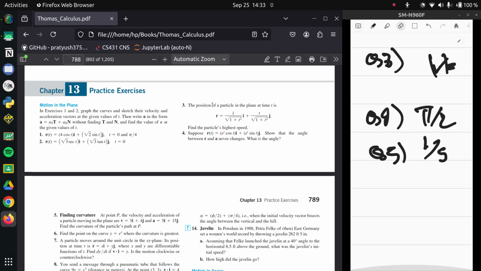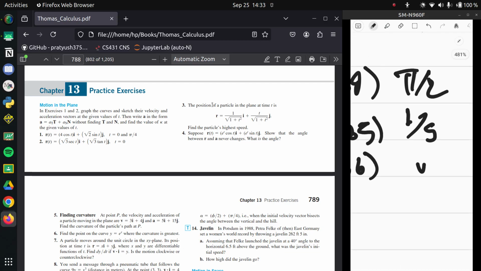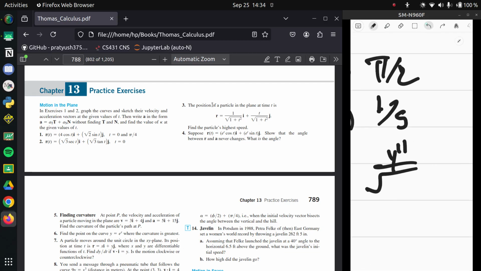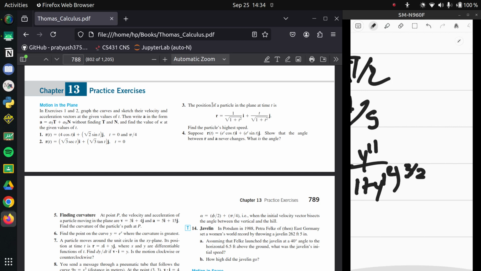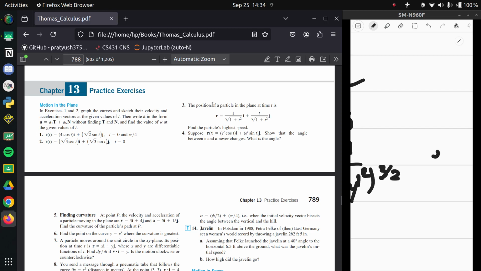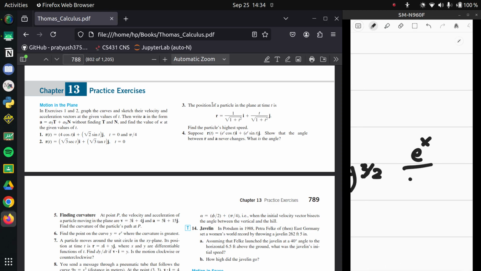Next is curvature or radius of curvature? Just curvature. Question number 6 was for rho, it's just 1 by kappa. Find the point on the curve where the curvature is the greatest. So no big deal, the curvature is just this stuff. Not square root, it's supposed to be 3 by 2 power. So this is just e power x upon 1 plus e power 2x, to the power of 3 by 2, whenever this thing is the highest.